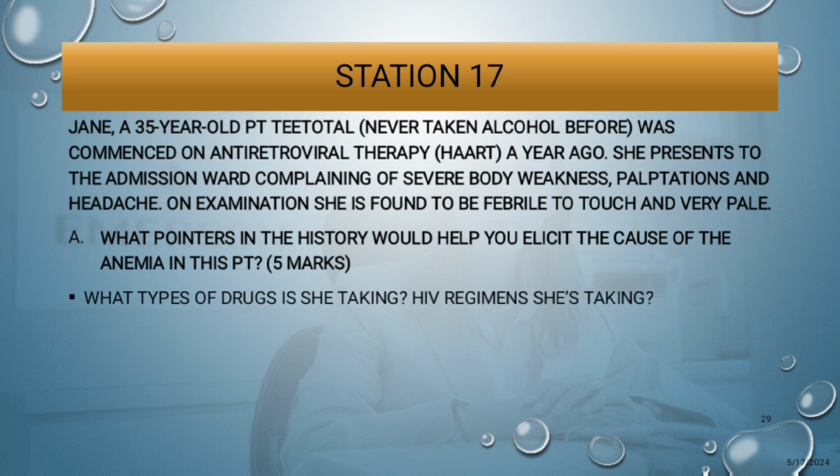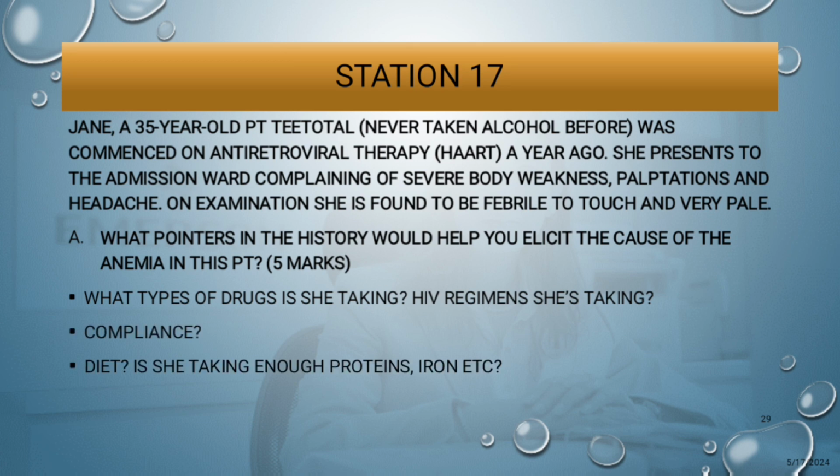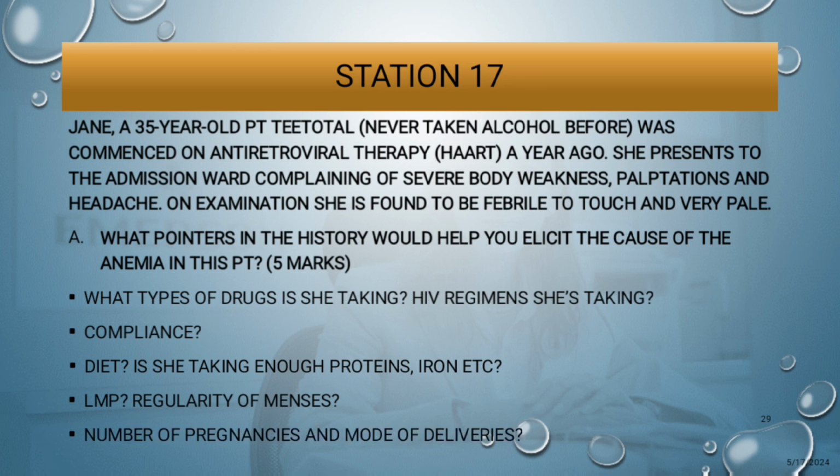So, 5 marks. What type of drugs is she taking? The HIV regimen she's taking. So how's the compliance? Diet, is she taking enough proteins, iron, etc. Okay, LMP, what's the last menstrual period? How regular are the menses? The age of menarche as well. These are very important things. The number of pregnancies and mode of deliveries. Then is the patient currently breastfeeding or what?